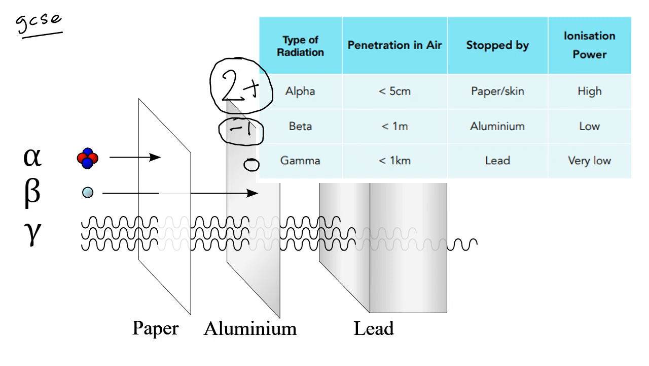Why was it ionizing for alpha? Because the charge of alpha is 2 plus. Remember, you got 2 protons in the helium nucleus, which is 2 plus. The beta is the electron. Let's just do GCSE, right? So the beta is the electron, and the gamma, there is no charge. So in terms of ionizing power, the alpha is 2 plus, beta is -1, and gamma is 0.